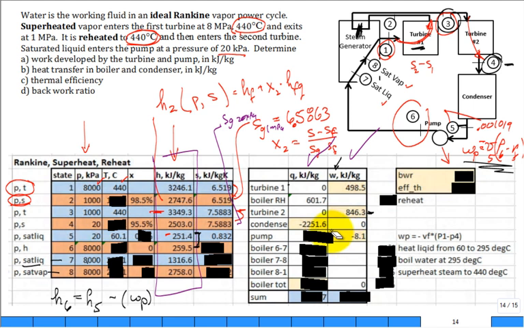Pump we already worked on. And these boilers, those are just diagnostics. To move from 6 all the way to 1, it would be H1 minus H6. So we do it from 6 to 7, H7 minus H6, then H8 minus H7, and then H1 minus H8 for all those 3. And then we do a little diagnostic.